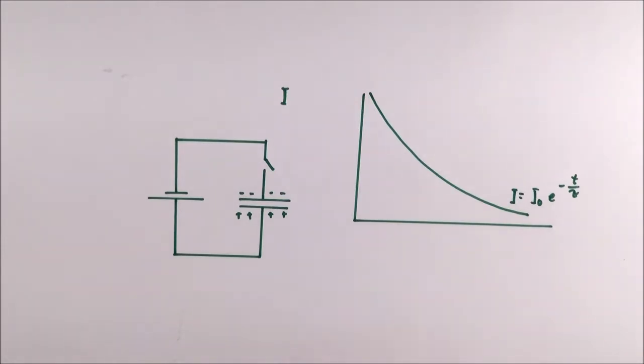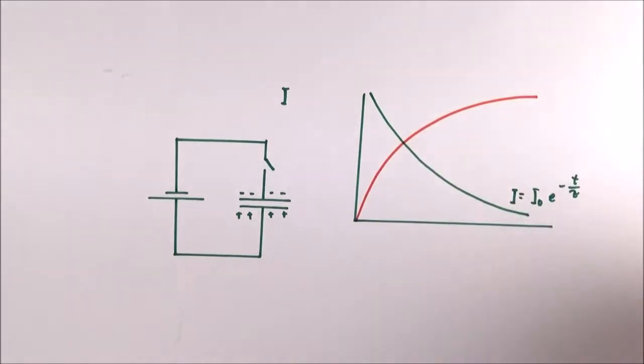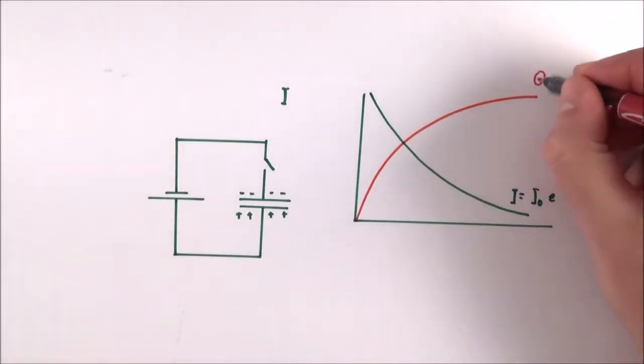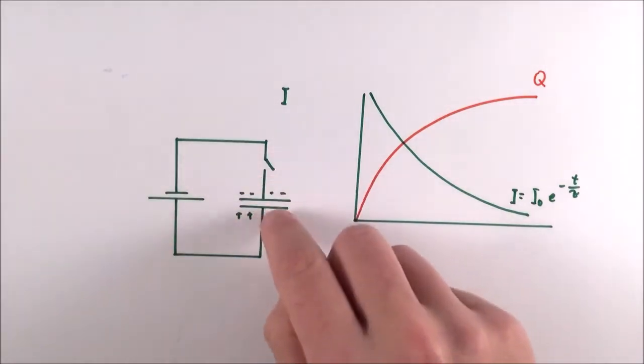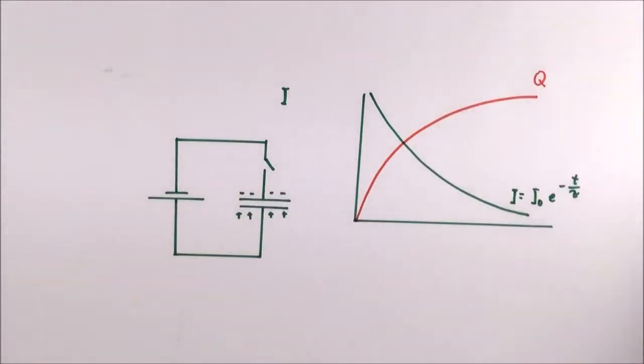But what happens to the charge? Well, as time goes on, the amount of charge actually builds up, and what we get is this kind of line here. So this might be the charge, and also as time goes on, the potential difference across this is going to change as well.